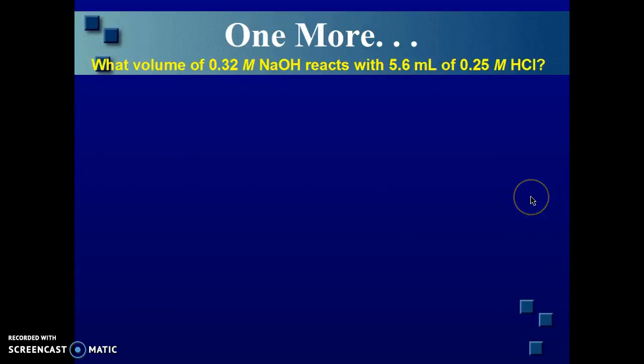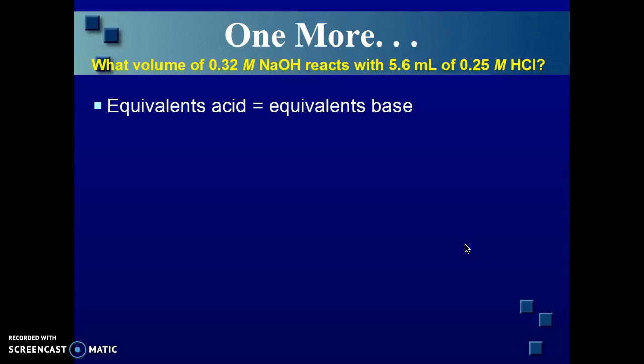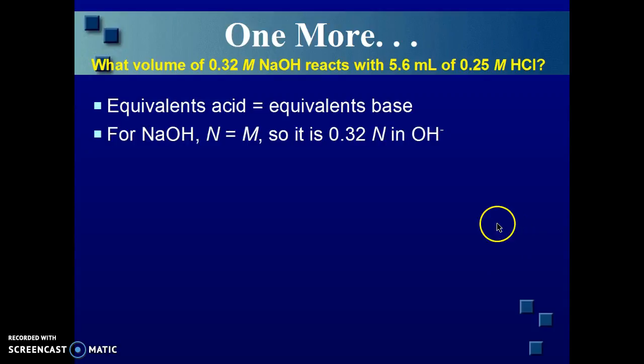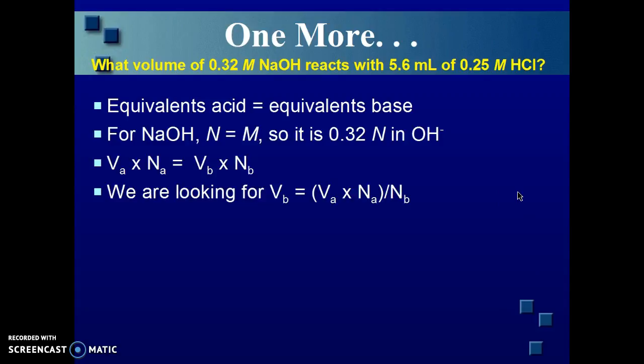One more, and you may want again to turn it off and check your work afterwards. And this will conclude this part of the slides. What volume of 0.32 molar sodium hydroxide would react with 5.6 milliliters of 0.25 molar hydrochloric acid? We have our equivalents of acid and base are equal at the equivalence point. Normality and molarity are the same for sodium hydroxide, 0.32 normal. We have our equation. We solve for the volume of the base, which is what we're looking for.